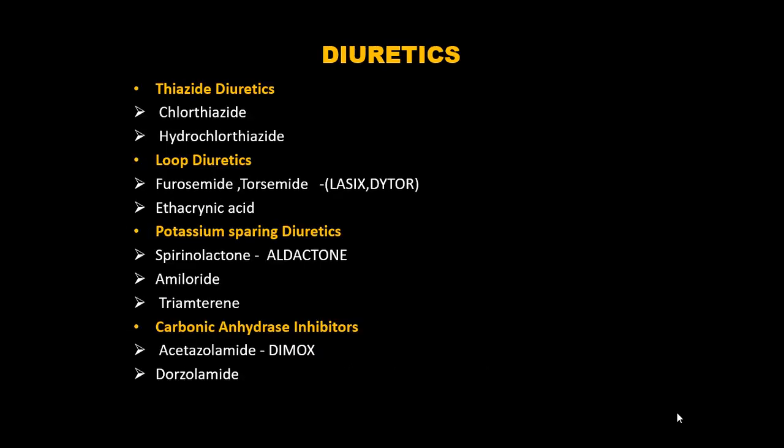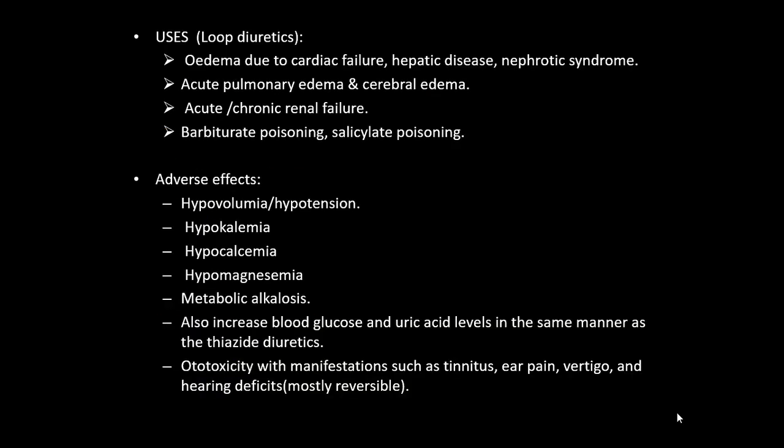Coming to the family of diuretics, we have got thiazide, loop diuretics, potassium sparing diuretics, and carbonic anhydrase inhibitors. The most common ones we use are Lasix, spironolactone, and Diamox. Uses for loop diuretics are edema due to cardiac failure, hepatic disease, nephrotic syndrome, acute pulmonary edema, and cerebral edema. Not very justified use: acute chronic renal failure, barbiturate poisoning, and salicylate poisoning, just to flush out the drug from the body. Adverse effects are hypovolemia, electrolyte disturbances. It also increases blood glucose level and uric acid levels. Ototoxicity.